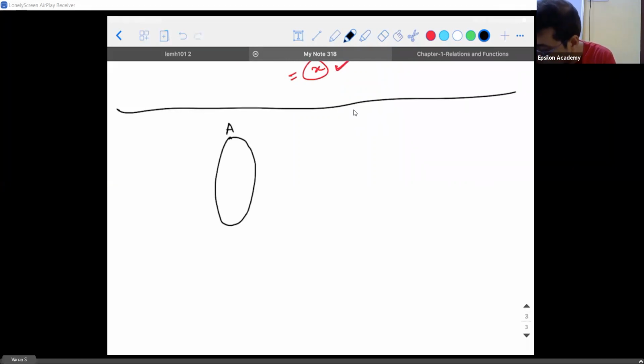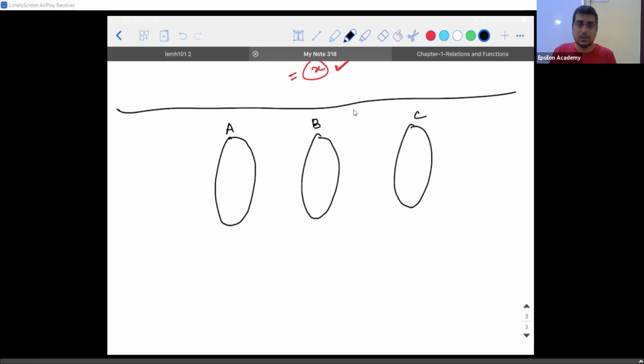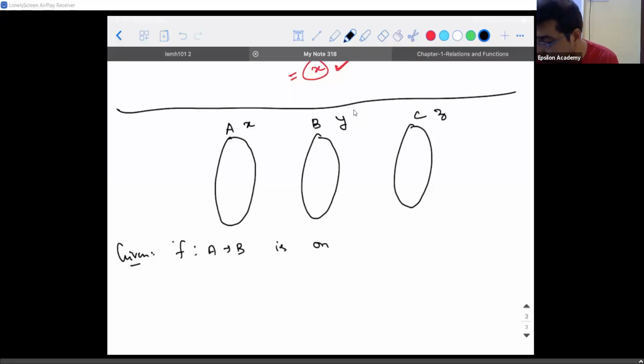So you have set A, set B, set C. Set A will have elements x1, x2, x3, and so on, where 1, 2, 3 are subscripts. B will have elements y and C will have elements z. Now what is mentioned in the question given? What is given in the question? F mapped from A to B is onto. That is a statement. How will you write the statement in the mathematical form?